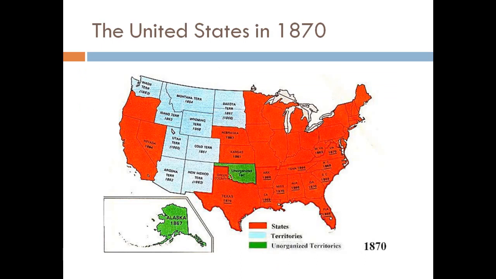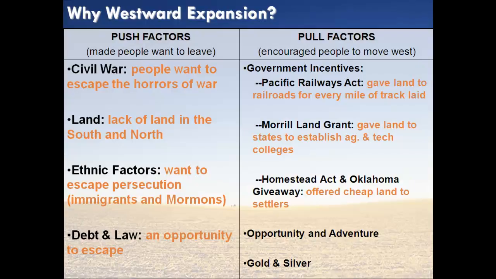So the United States looks like this in 1870. Okay, so you can see that we have many more states than we did after the Mexican Cession. Why were people interested in moving west? Well, you have both push factors, those on the left, and pull factors. Push factors are the factors that made people want to leave the East.